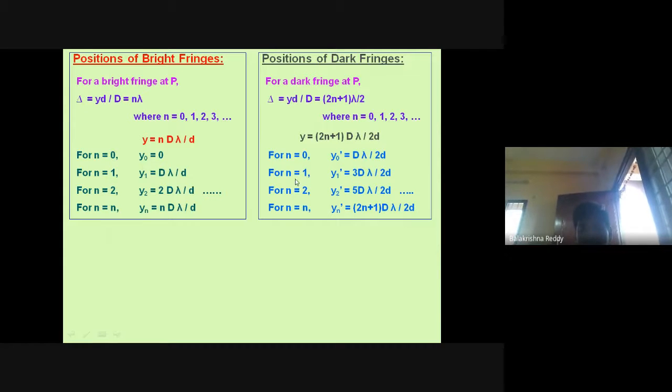So you can find the difference in the position of the fringe. Now for n equal to 1, that is the second dark fringe, which we consider as the first dark fringe, that is 3D lambda by 2d. Next, n equal to 2, you get the second position, but the dark fringe is the third one. Like this, depending on the integer value, you will have different dark fringes.